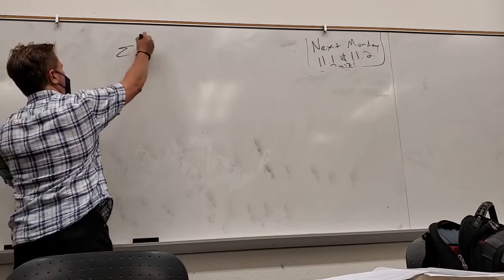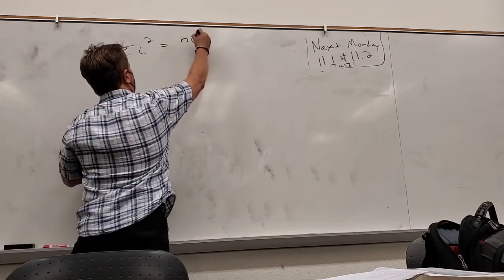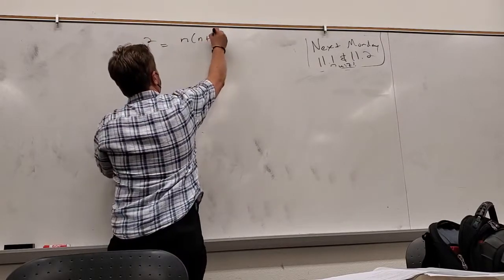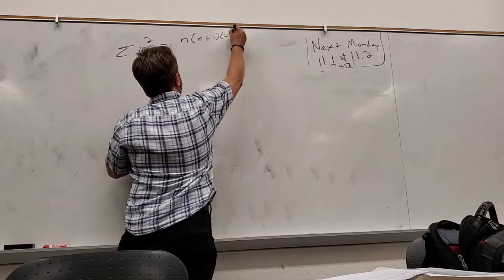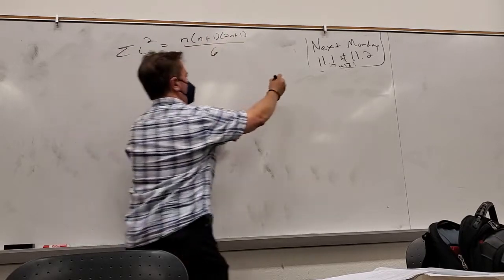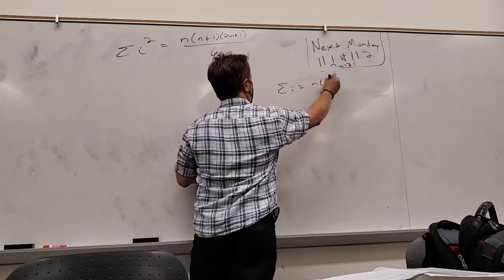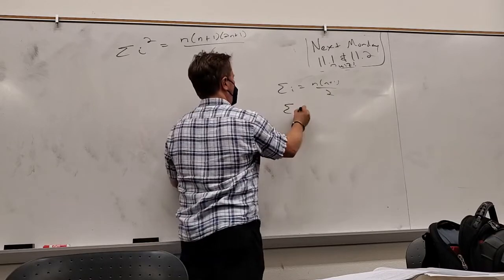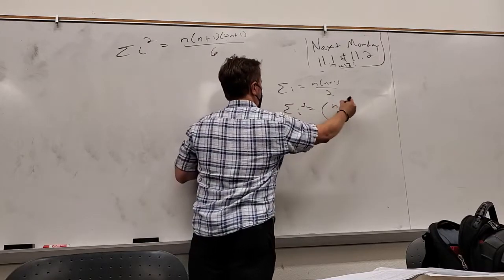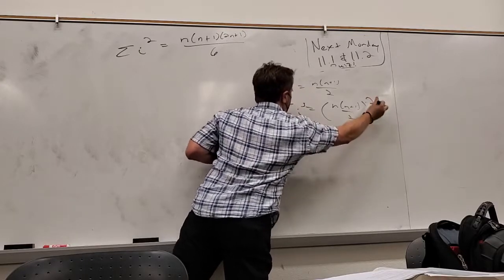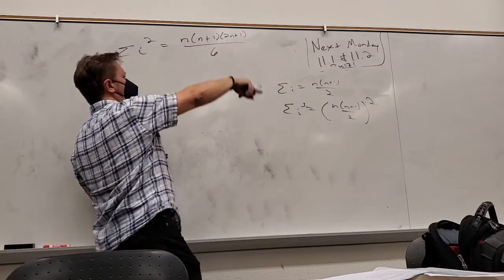So this says this. What is it now? n times n plus 1 times 2n plus 1. That's the one I always forget. This is where the sum of i was n times n plus 1 over 2, and the sum of i cubed was that squared, right? So you can use what we're doing now to prove these.